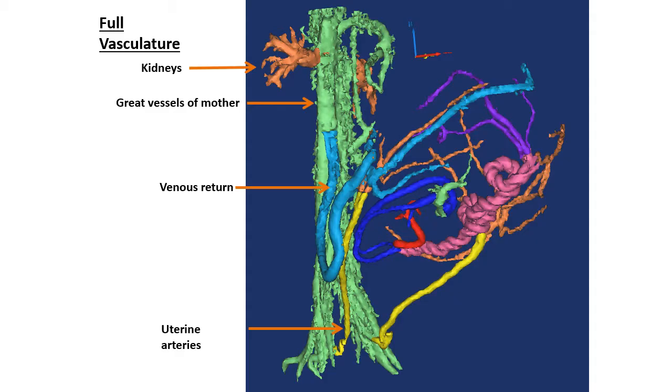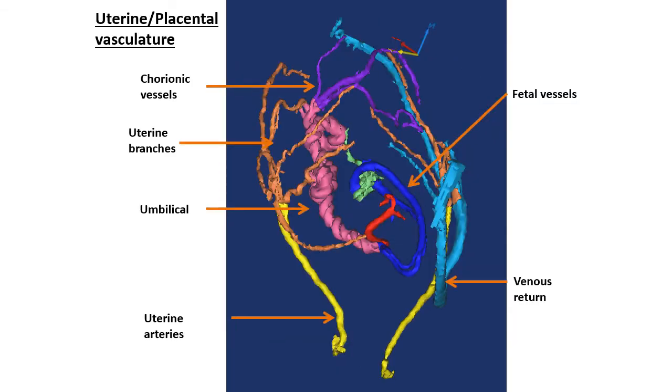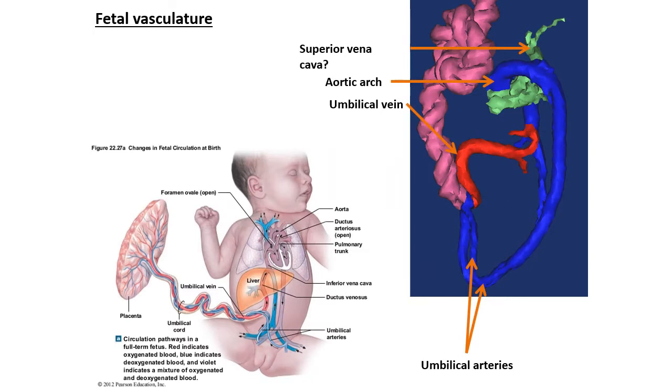The following color-coded visualizations demonstrate the wealth of information in these scans. Here, the maternal abdominal aorta and vena cava, the uterine arteries, and the ovarian veins are highlighted. In the same data set, the uterine and placental structures are selectively shown. That includes the vessels in the umbilical cord, uterine branches, and fetal vessels. This third visualization concentrates on the fetal vessels, which includes the aortic arch and umbilical arteries.